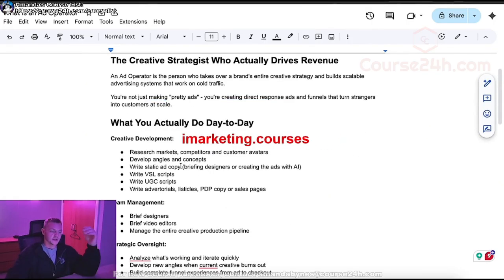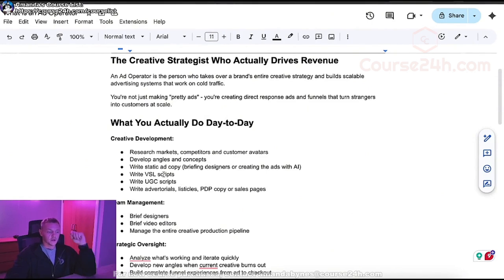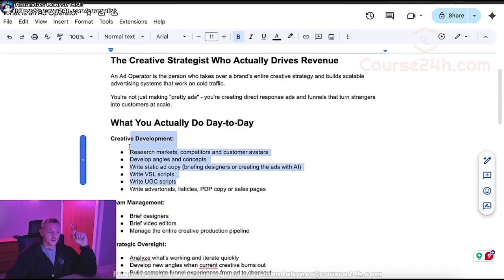So what are you actually going to be doing on the day-to-day? A massive part of this is researching markets, competitors, customer avatars, developing new angles and concepts, writing static ad copy. You'll also be briefing designers or maybe even just creating ads yourself with AI, writing VSL scripts, writing UGC scripts. Also, you'll be briefing editors and creators for this. Possibly writing landing pages as well, advertorials, listicles, PDP copy or sales copy. Now this part is like an extra, you may never do this. The most important thing for most brands is getting more creatives to test on ads, and that's exactly what the meat of this will be about.